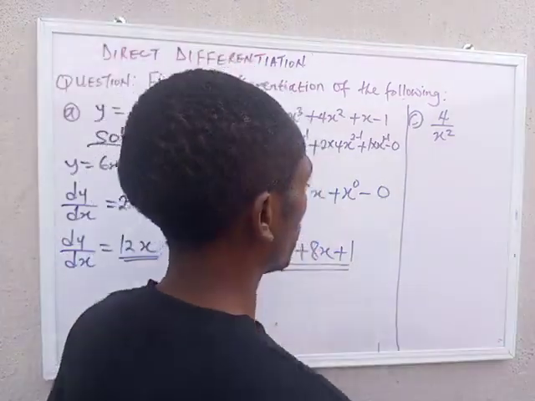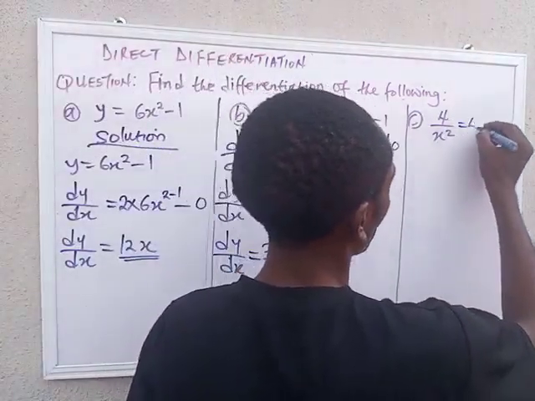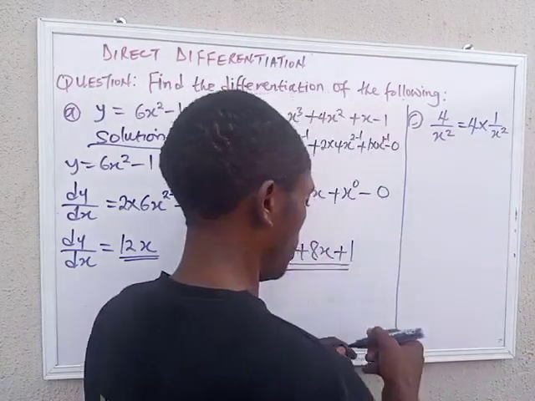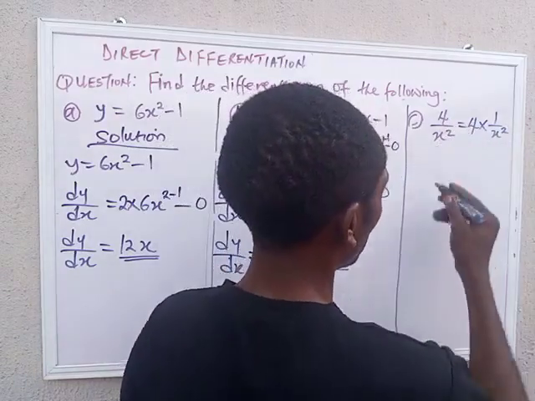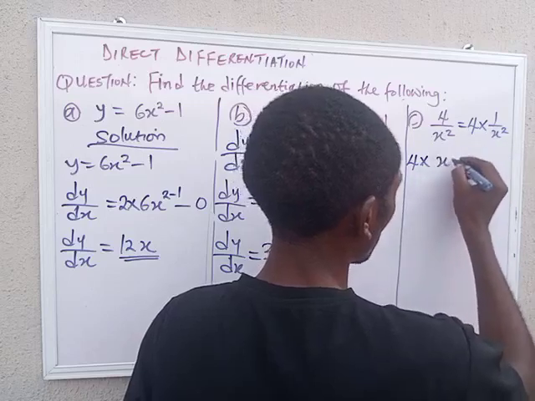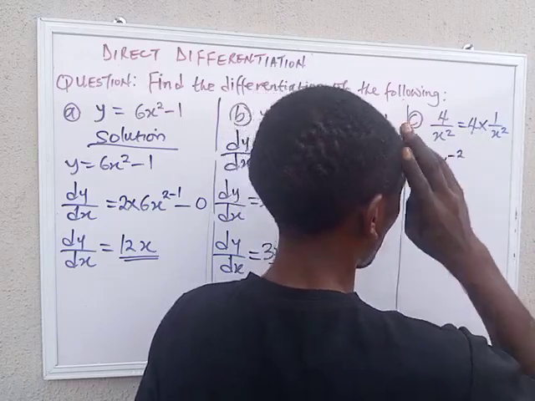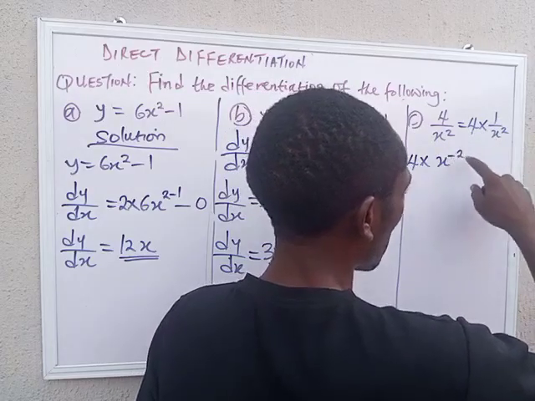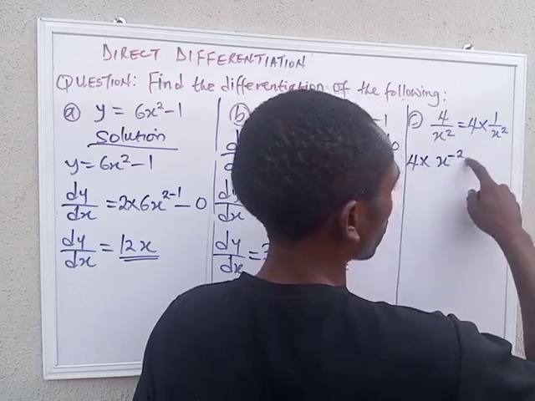Now let's look at the last one. Now, the interpretation of this is the same thing as 4 times 1 over x squared. Now this is the interpretation of 4 over x squared. So if you understand it like this, it is also the same thing as 4 times x raised to the power of minus 2. 1 over x squared is the same thing as x to the minus 2.